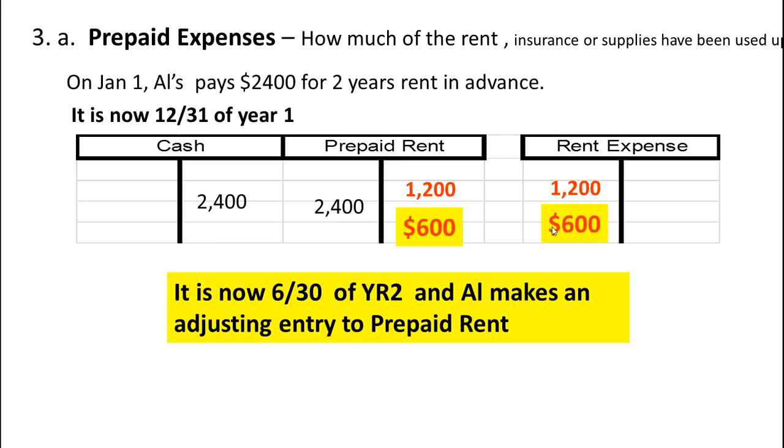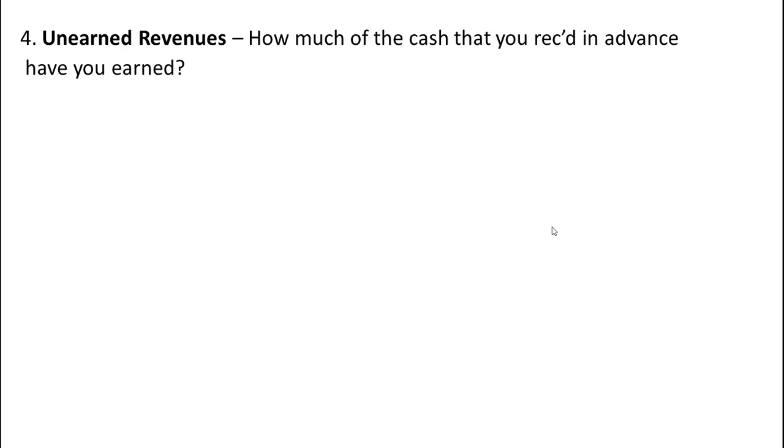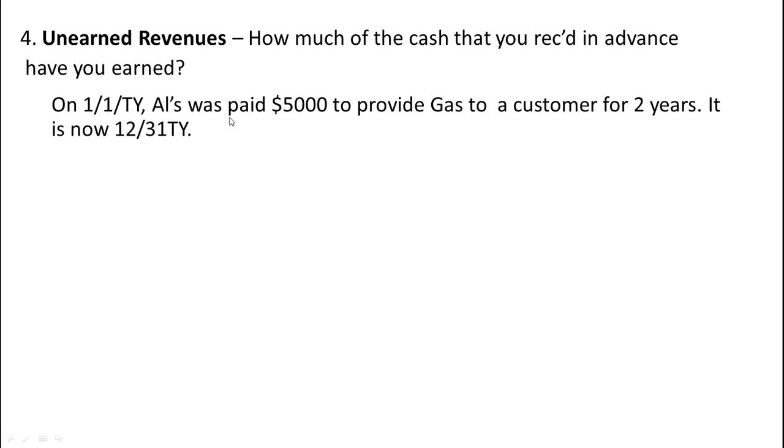Let's go to the 4th type of adjusting entry, which would be unearned revenues. Well, unearned revenues are situations where we receive money in advance and we haven't done anything to earn it yet, and then as time goes by we earn some of it, and now it's time to show how much of it we've earned. So unearned revenues answer the following question: how much of the cash that you received in advance have you earned? Well, here's our example.